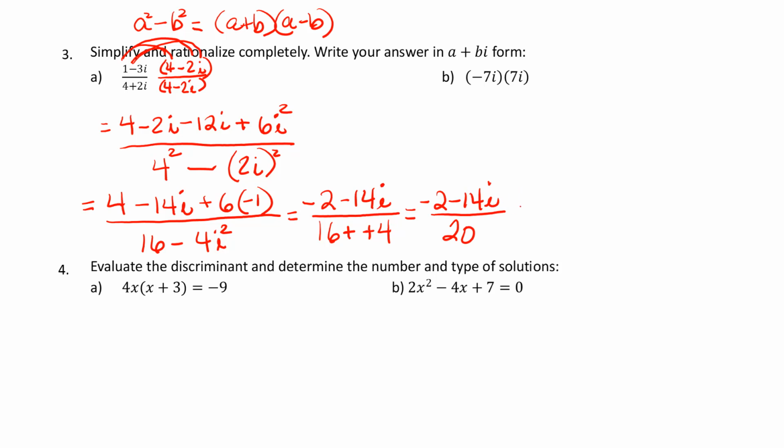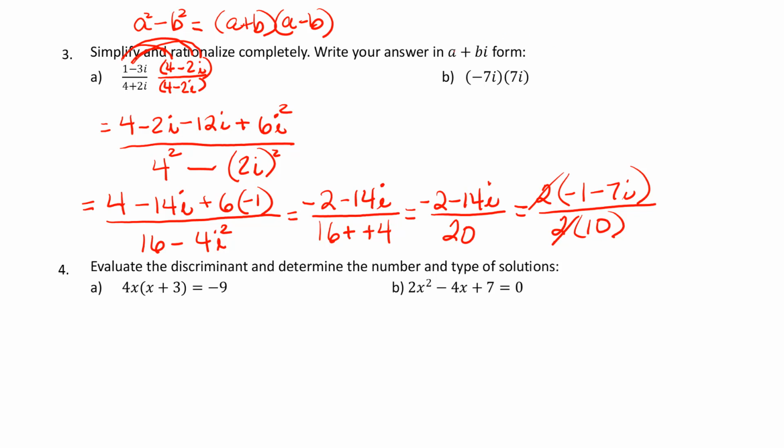I need to notice now that this fraction is not reduced. There's a factor of 2 in the numerator and denominator that I need to factor out. So we'd have 2 times (-1 minus 7i) on top. On the bottom, we have 2 times 10. The 2's cancel, and we have (-1 minus 7i) over 10.